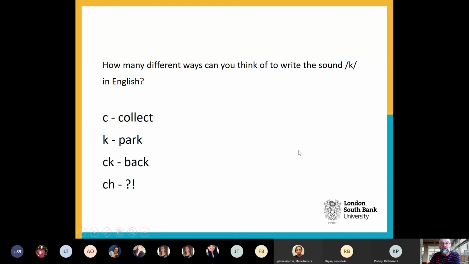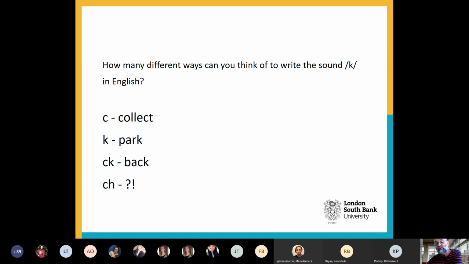So we've got the C as in collect. Actually, you've got it twice there. You've got the initial sound and that cluster of consonants at the end, which make the sound kt. But you can separate those two sounds. So collect, you've got a k and a t at the end, so two short phonemes combined there. K as in park. CK as in the final sound of back.